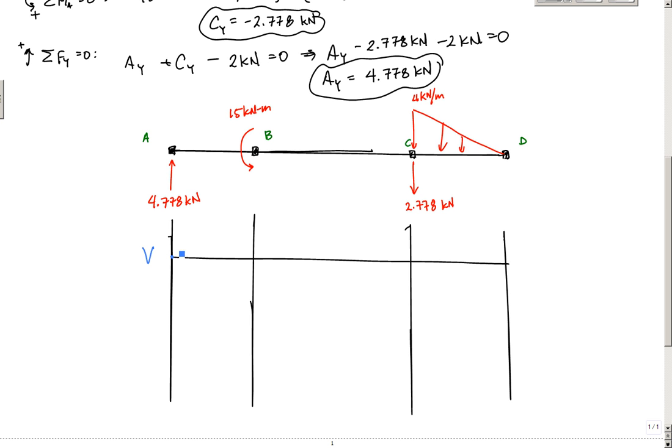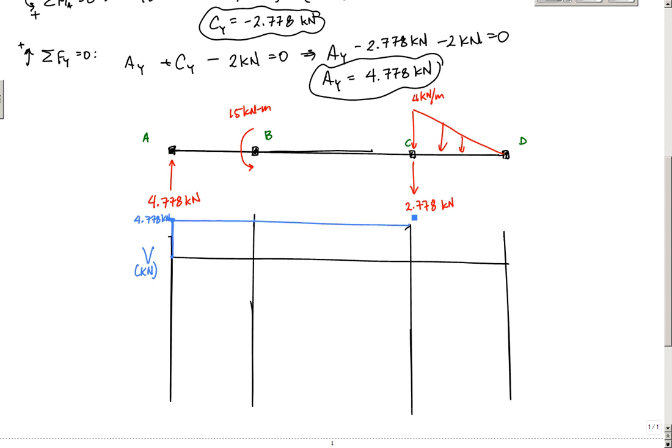You start from 0 here. You have a concentrated load of 4.778 kilonewtons. So let's make sure all these units are in kilonewtons here. So I jump up, bam, to 4.778 kilonewtons. I follow the arrows, if you will, the story. So here I've got nothing, no other concentrated forces that are going to influence my shear. So I'm just going to go straight across here. I have a concentrated moment that does not influence my shear diagram. So I'm going to keep going across.